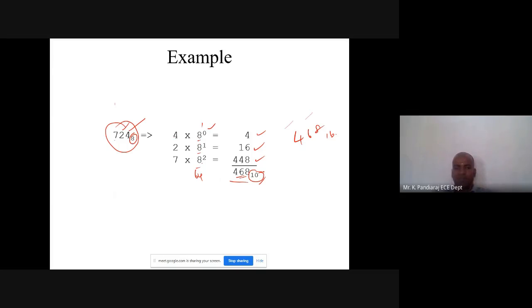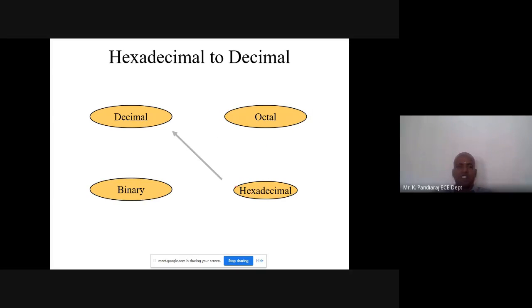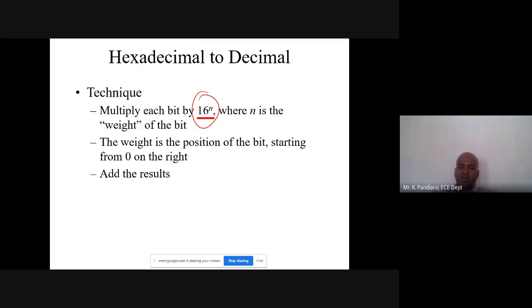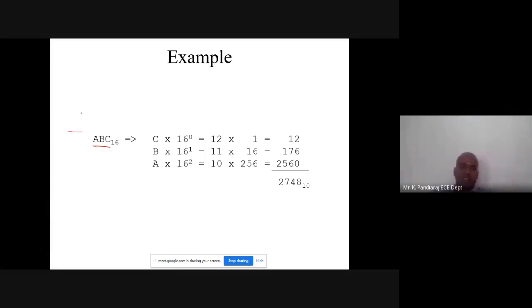Okay, right. Next, hexadecimal to decimal. The hexadecimal base is 16, so here we are going to multiply by 16 power n. Have a look at the example A, B, C. We know that the A value is 10, B value is 11, and C value is 12. So C into 16 power 0, B into 16 power 1, and A into 16 power 2. Multiply, and you will get the answer 2748 in decimal.